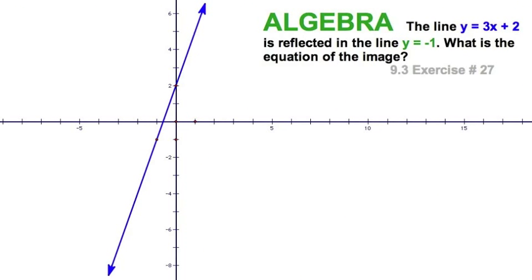Well, let's see if we can find a reflection of a line on the coordinate plane. I'm going to start with this blue line, my given line, with a y-intercept of 2 and a slope of 3. We'll call the blue line our pre-image, exercise number 27 here in your textbook. I'm going to reflect it over this line. This is my axis of reflection.